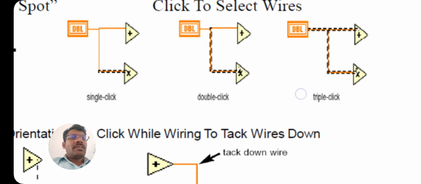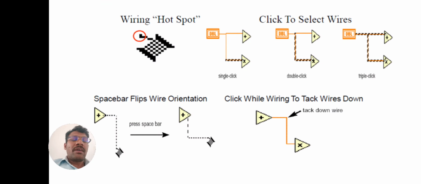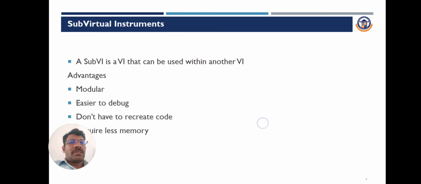So this is what for spacebar: by pressing the spacebar, we can flip the orientation, and while wiring, to take the wires down, we can easily simply track with the help of the mouse. So this is what the wiring tips for arranging the block diagrams.